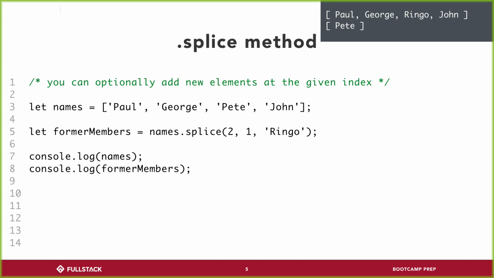So yeah, you can also just replace. How else could you do this in a simple way? You could also just access that array at the index of 2 and then just set it to Ringo. But you could also use splice as well.